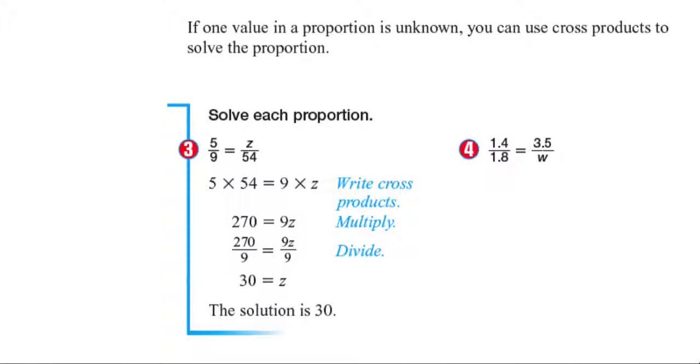Another way of doing this is this. So you have 5 over 9, so we write this down here, is equal to z over 54.